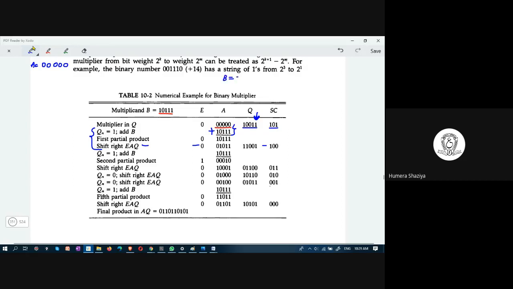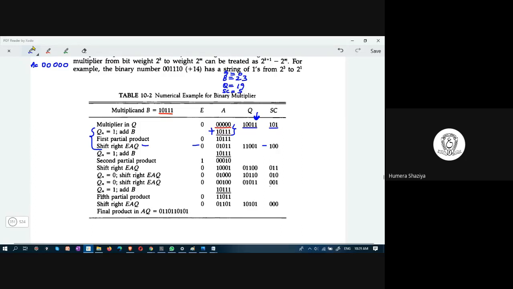B is equal to 23. Q is equal to 19. SC is equal to 5. Accumulator A is equal to 0, because the Qn-th bit is 1. Add B to A.